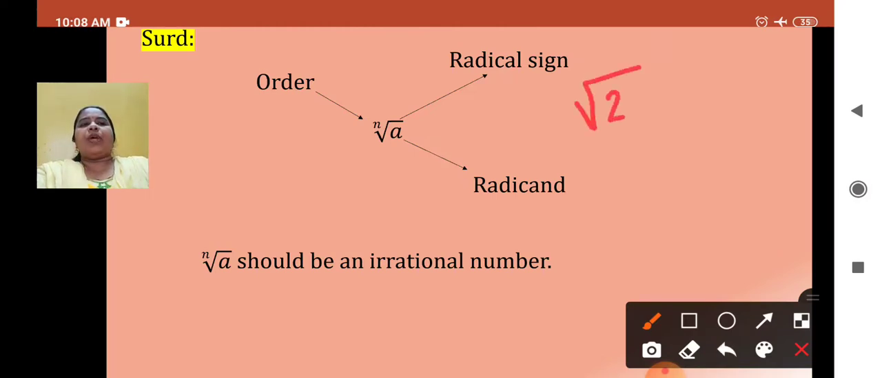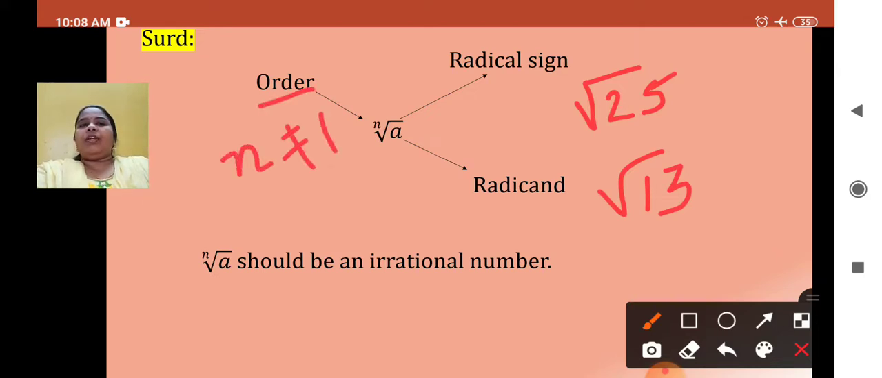Suppose I give you square root of 25 and square root of 13. Okay, let's see the conditions. Order should be natural number but not equal to 1. Here order is 2. Nothing written means 2. So the first condition is satisfied in both the cases here. The radicand should be a positive number. Is this 25 a positive number? Yes. Is this 13 a positive number? Yes. So the second condition is satisfied here.